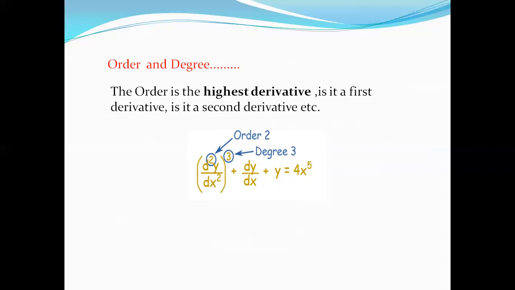So now we have given an example. d2y by dx2 whole power 3 plus dy by dx plus y is equal to 4x power 5. Which is the order and which is the degree in this equation? So d2y by dx2, so 2 is the order of this equation. And power 3 on d2y by dx2, so 3 is the degree.